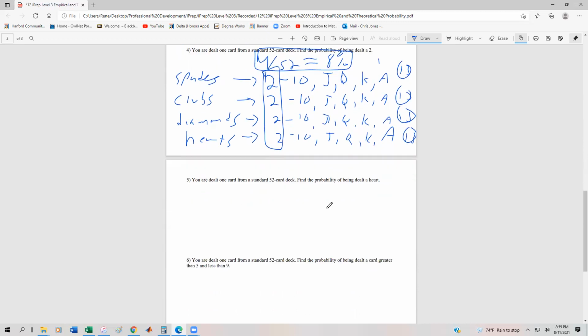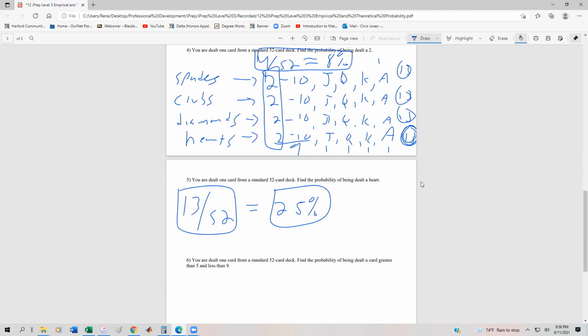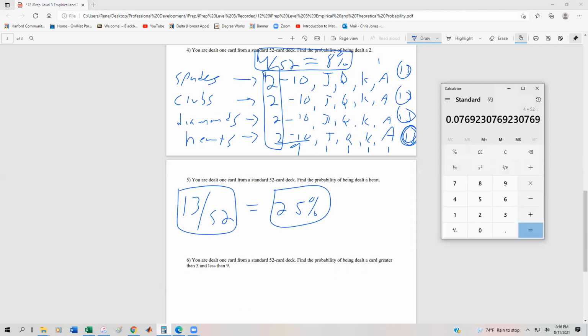Now the same thing: what's the probability of being dealt a heart? We know that in a standard deck there are 13 hearts, because there are 9 value cards and then the jack, queen, king, and ace. So this is going to be 13 out of 52, which I believe is 1/4 or 25%. Again, if you don't trust me, throw 13 out of 52 into your calculator and it will give you 25%.